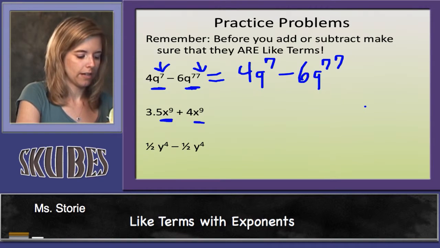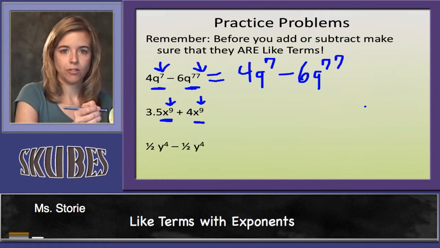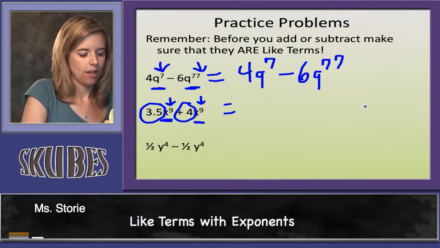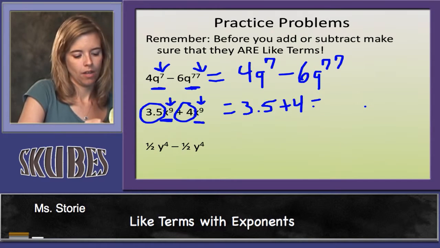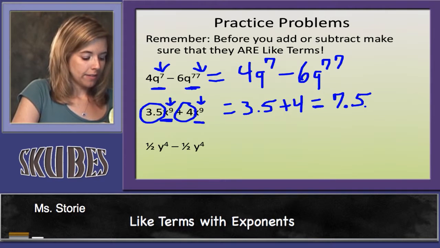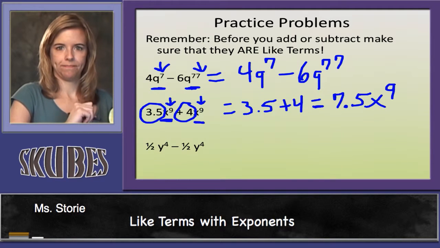You've got a variable x, looks good. Now your exponents, ta-da, they match. They're both to the 9th power, so you can actually add it. So you can take 3.5 and add 4 to it, which is going to give you 7.5. And then since the variables and the exponents are exactly the same, you're just going to rewrite them. So it's x to the 9th.